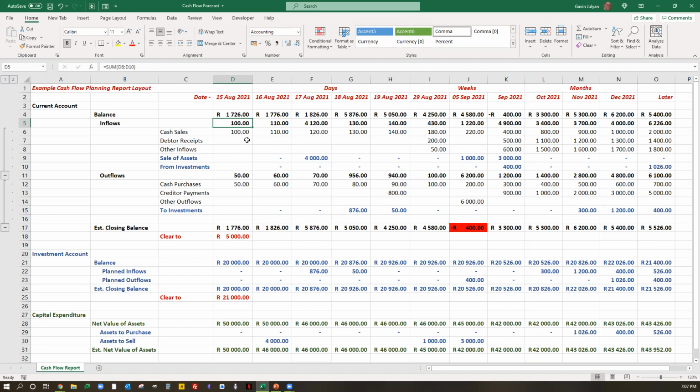And then we put in inflows. In other words, what are our cash sales anticipated for today? Our debtor receipts, other inflows, which might be sale of assets from investments or whatever. Outflows, your cash purchases, your creditor payments, and other outflows, and then stuff you move to investments. Now, the sale of assets will go in down here in the assets section.